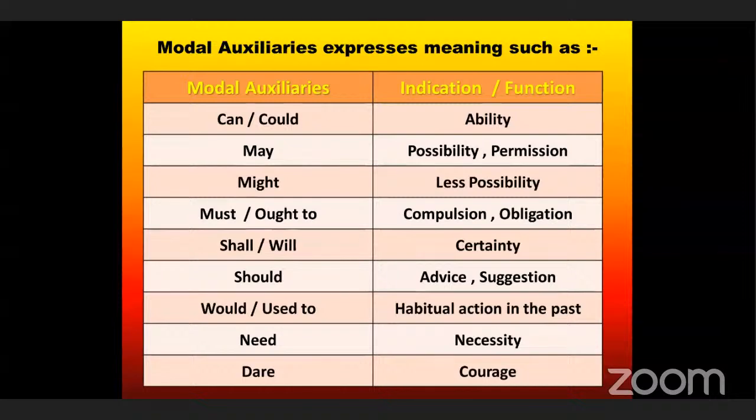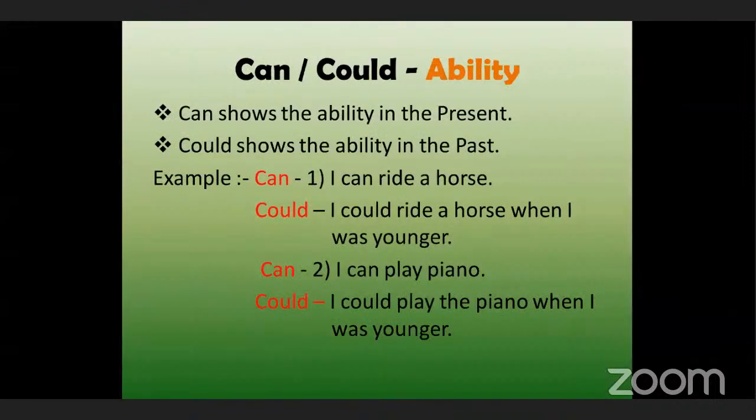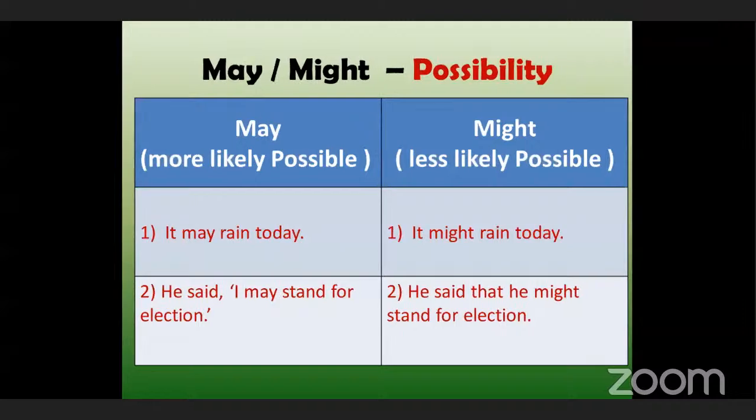Then it expresses meanings, it indicates function. Can and could: ability; may: possibility and permission; might: less possibility; must and ought to: compulsion and obligation; shall or will: certainty; should: advice and suggestion; would and used to: habitual action in the past; need: necessity; and dare: courage. Then we have seen that can shows ability in the present, and could shows ability in the past. We have discussed them with examples.